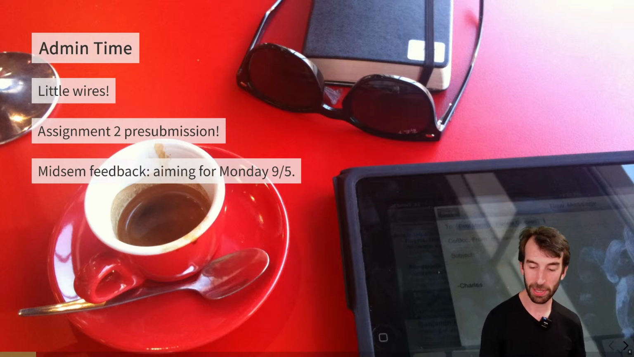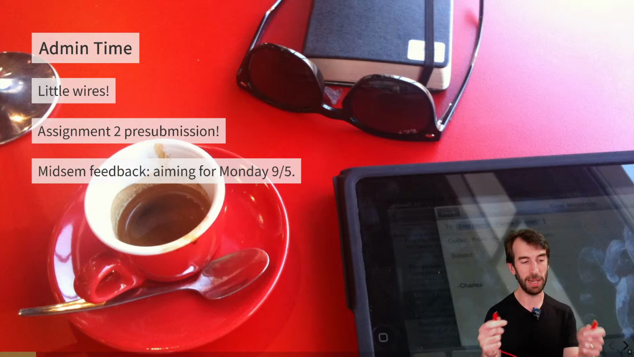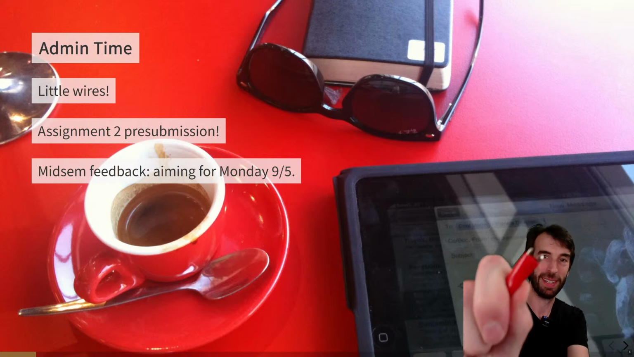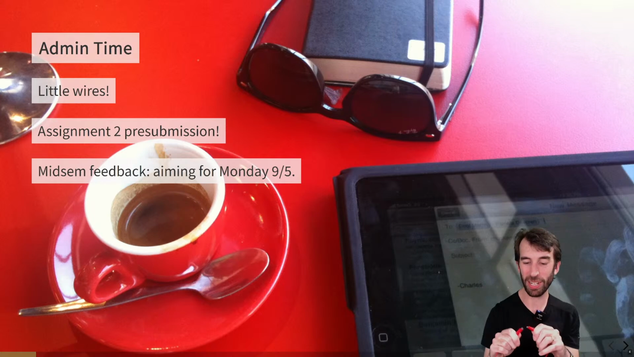Little wires. What are little wires? These little things is what I'm talking about. These little clippy clips. Sorry, I can't speak right now. Crocodile clips, alligator clips. They've got little jaws. They look a little bit scary. What am I talking about these for?